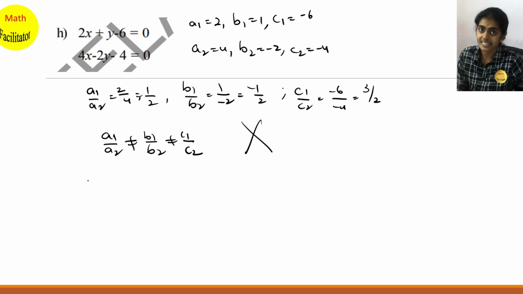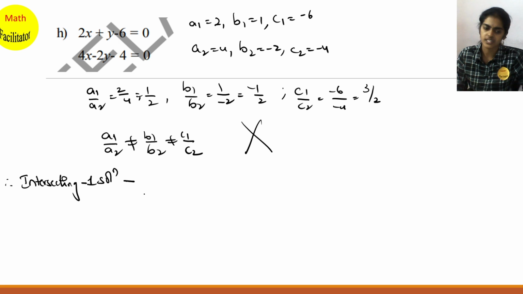Okay, so intersecting lines have how many solutions? One solution. Therefore, these are intersecting lines and they have one solution. So this one solution, and you can call them a consistent pair of linear equations. Clear? So let us write the table of values for the same.